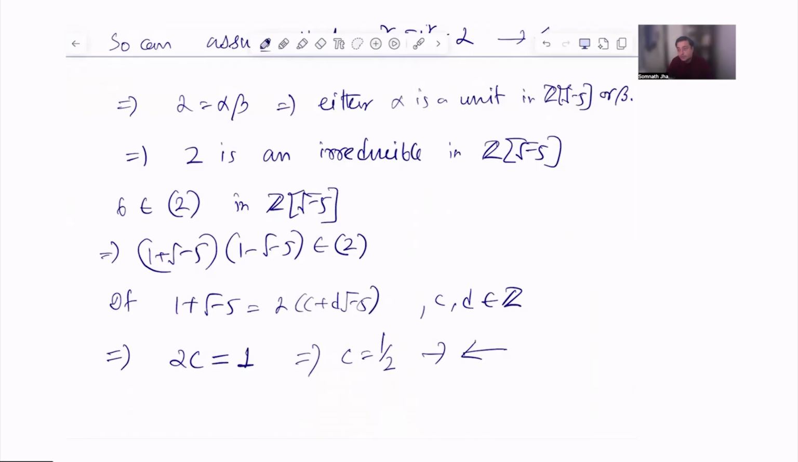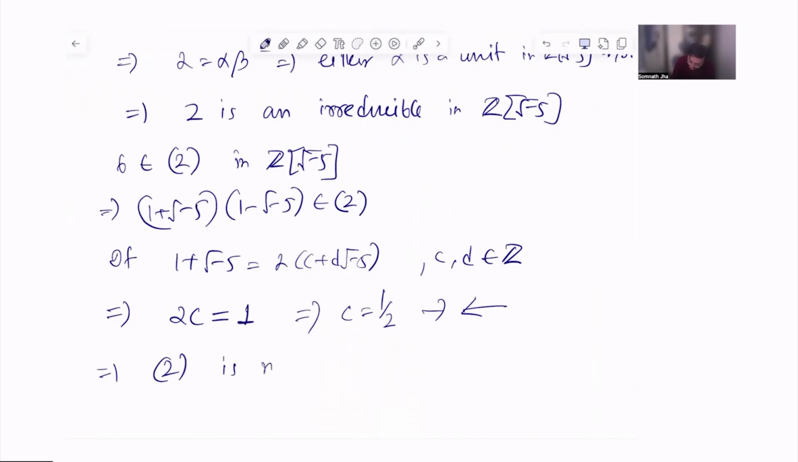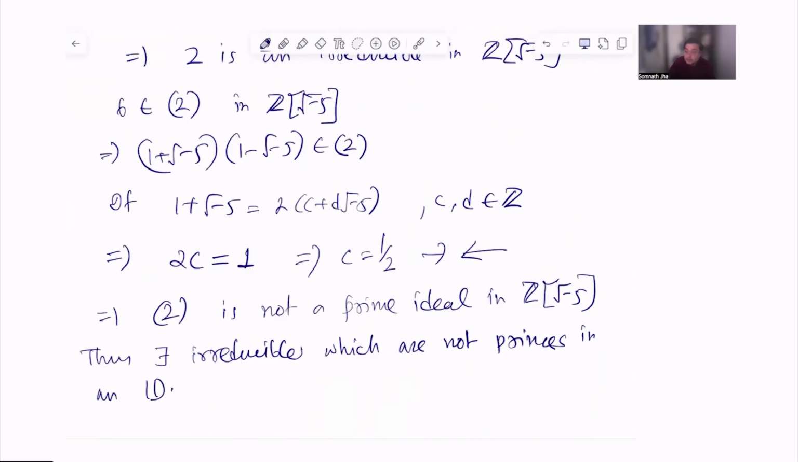So that means that's not possible. So the conclusion is that 2 is not a prime ideal in Z root minus 5. So there exist irreducibles. Similarly, you can show for 3 also, which are not prime in the integral domain Z root minus 5.